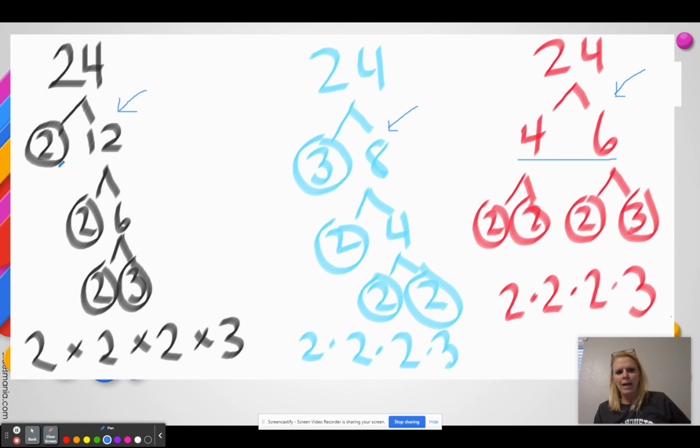As you break them both down into prime numbers and circle your prime numbers, you'll see that the end result in each one of them is three 2s and one 3. So that is my answer. That's what we call prime factorization.